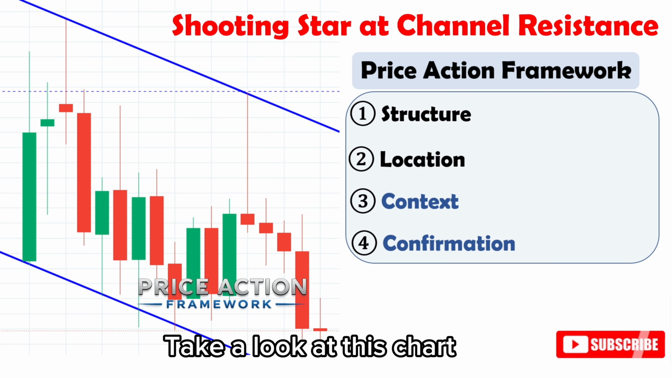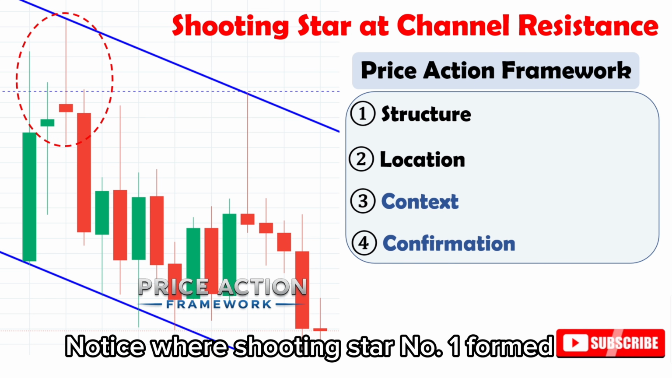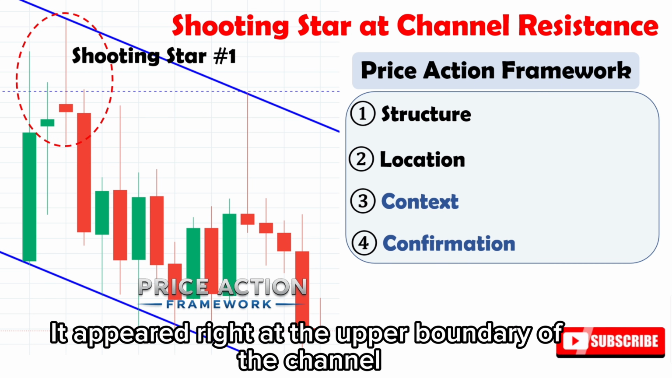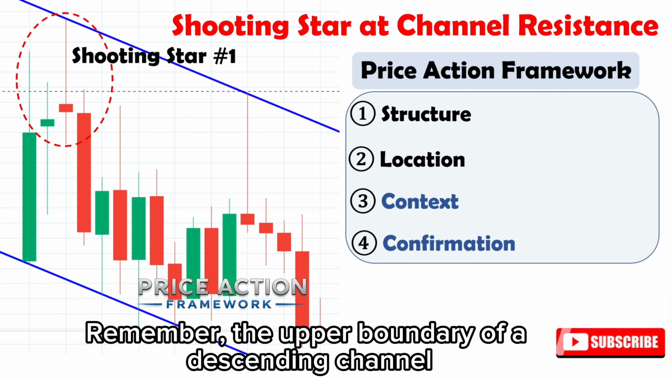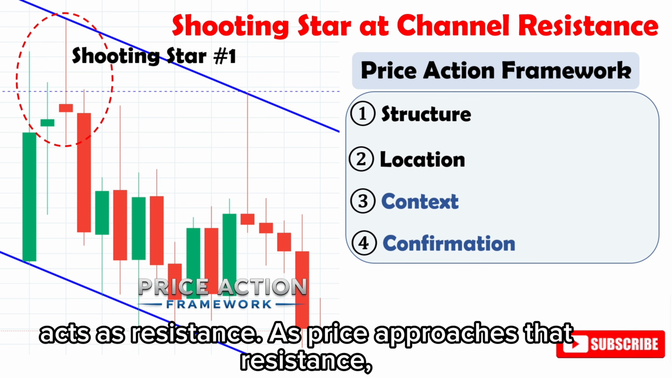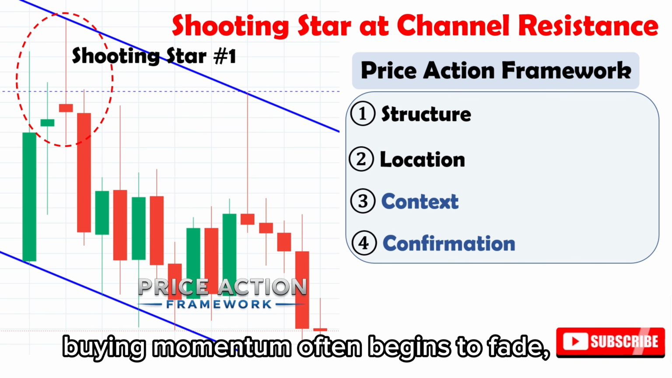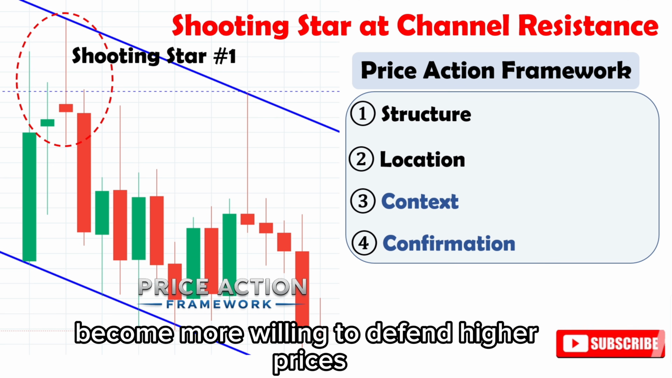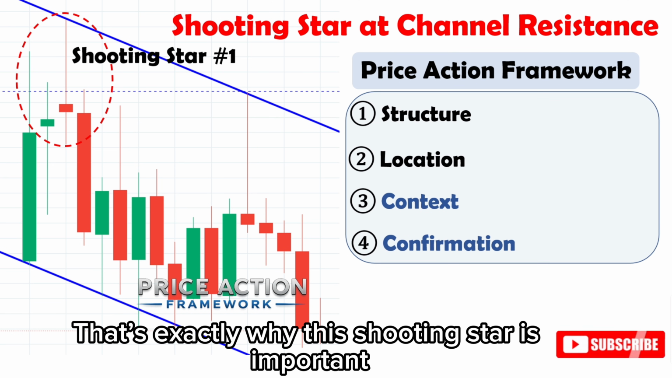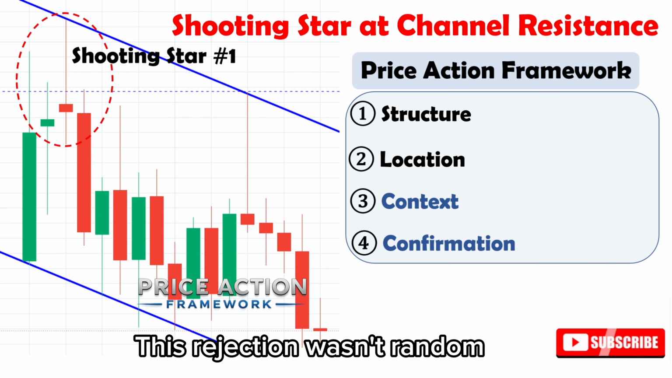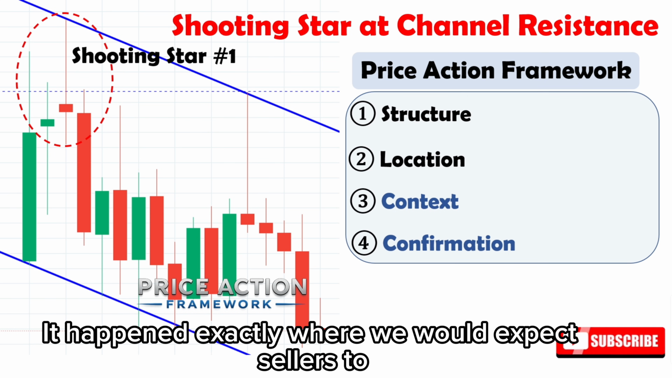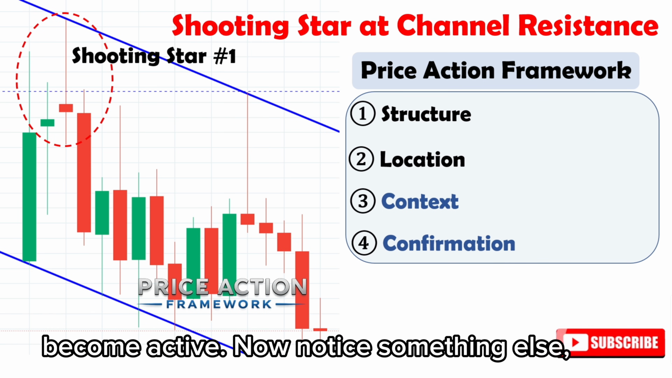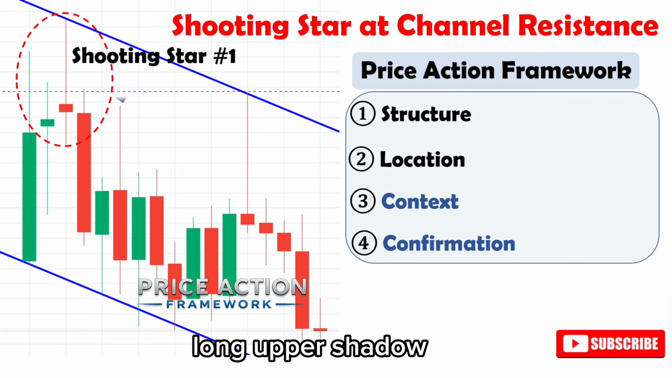Now, let's apply what we've just learned. Take a look at this chart. Notice where shooting star number 1 formed. It appeared right at the upper boundary of the channel. Remember, the upper boundary of a descending channel acts as resistance. As price approaches that resistance, buying momentum often begins to fade, while sellers become more willing to defend higher prices. That's exactly why this shooting star is important. This rejection wasn't random. It happened exactly where we would expect sellers to become active. Now notice something else. This shooting star also has an exceptionally long upper shadow.